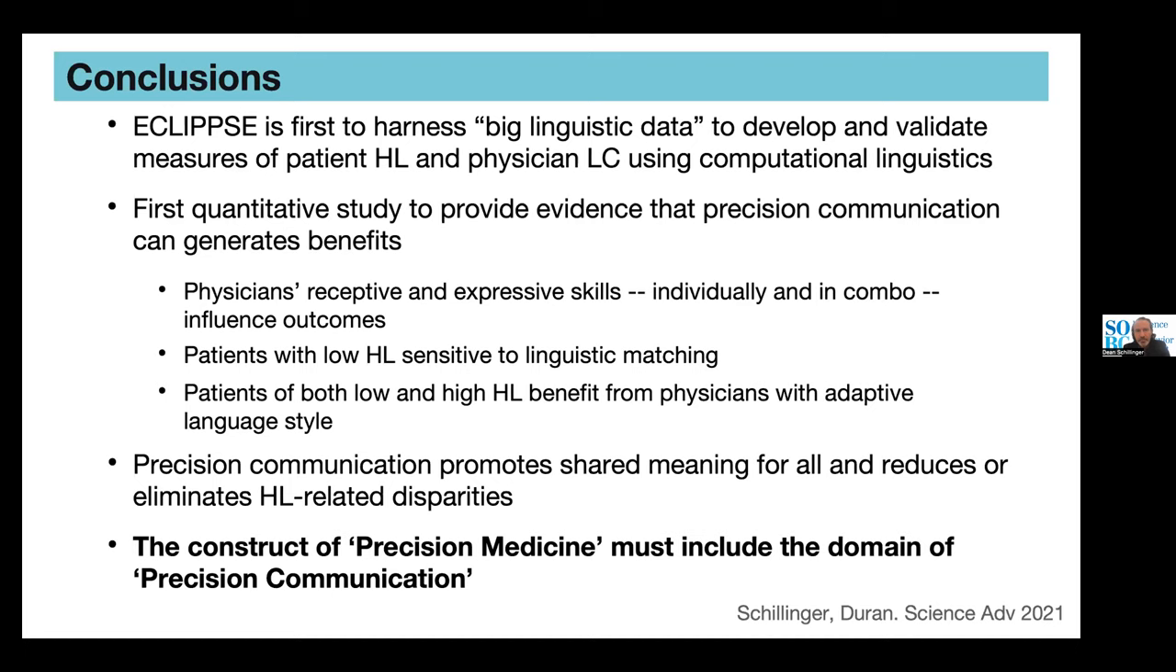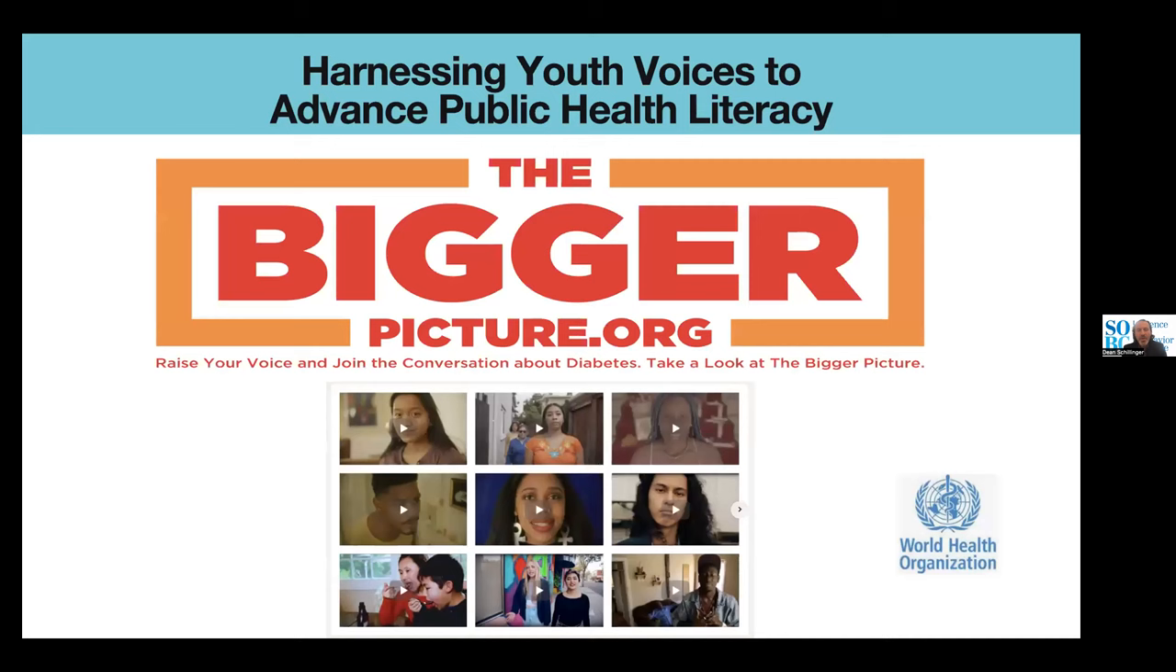Now, that concludes the part of my talk that had to do with individual health literacy and precision communication. I'm now going to move to the public health literacy and precision communication part of my talk. Here, I'm going to talk about a campaign that our team co-created with a community-based organization called Youth Speaks, called the Bigger Picture Campaign, in which we harness youth voices, and specifically voices from youth artists of color, to advance public health literacy.